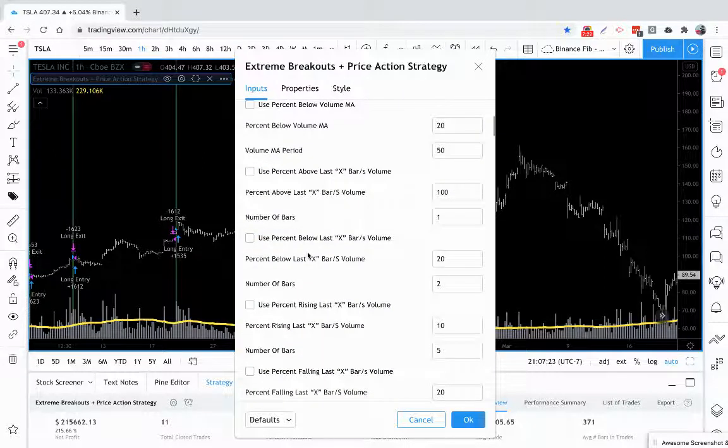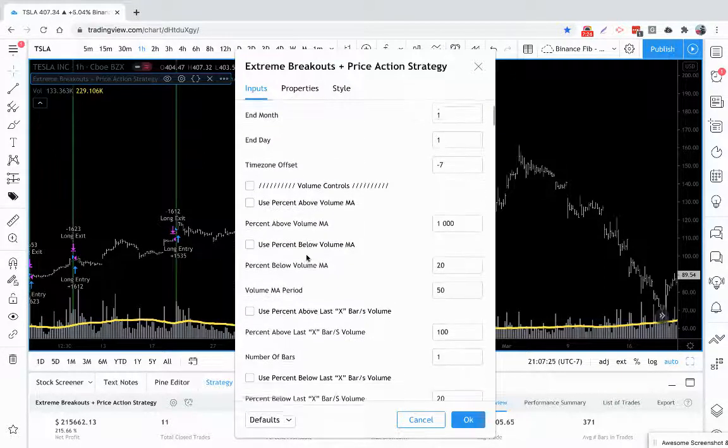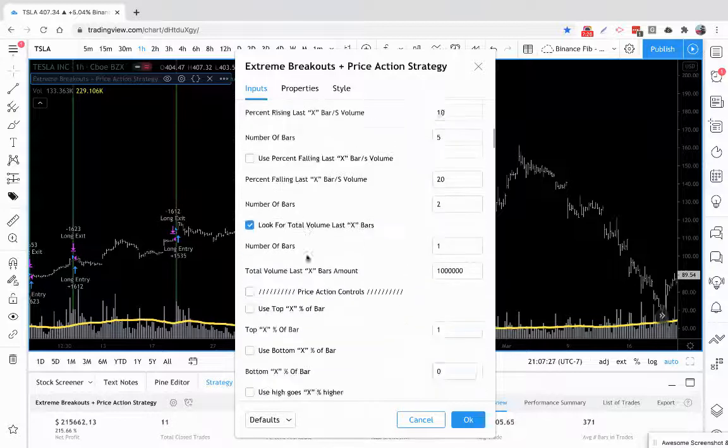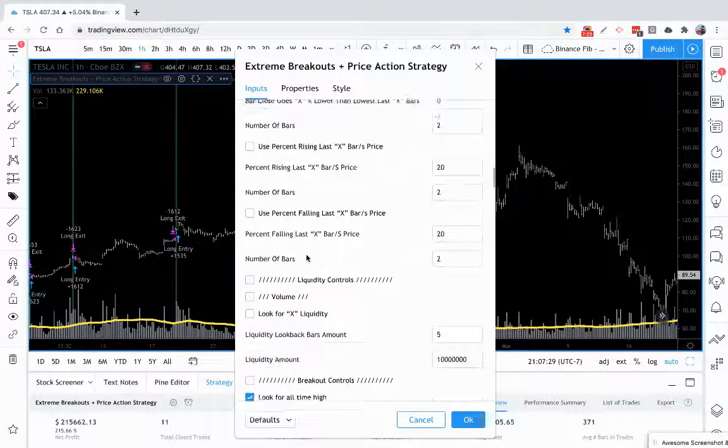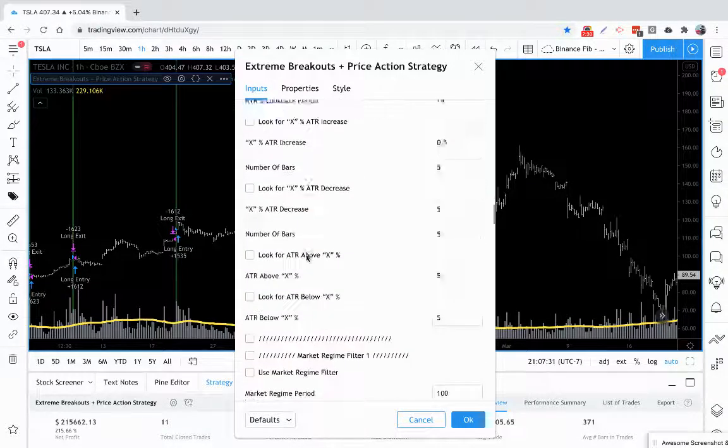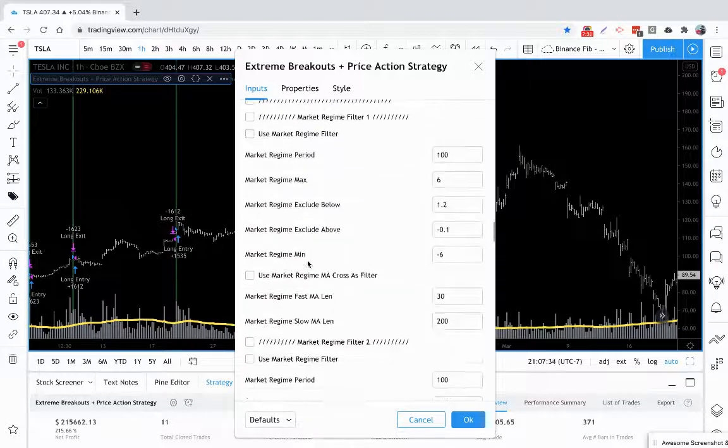And again, we have videos on all the other sections, but you can use volume controls with price action, with liquidity, with breakout, with the filters. You can use all of these together to get really, really specific conditions in the market. So that's it for this video.